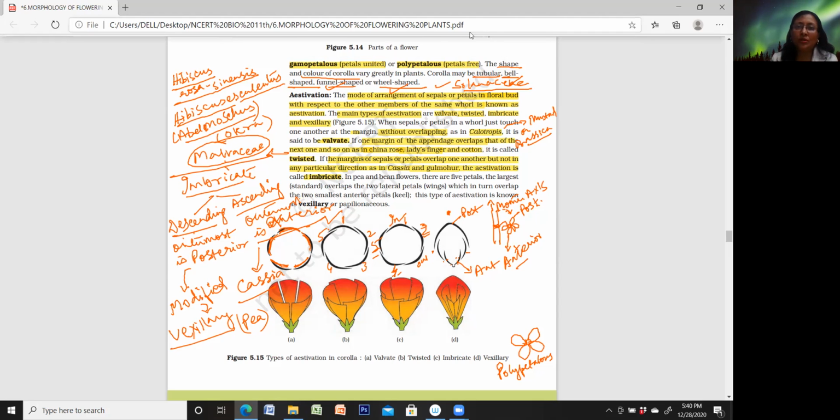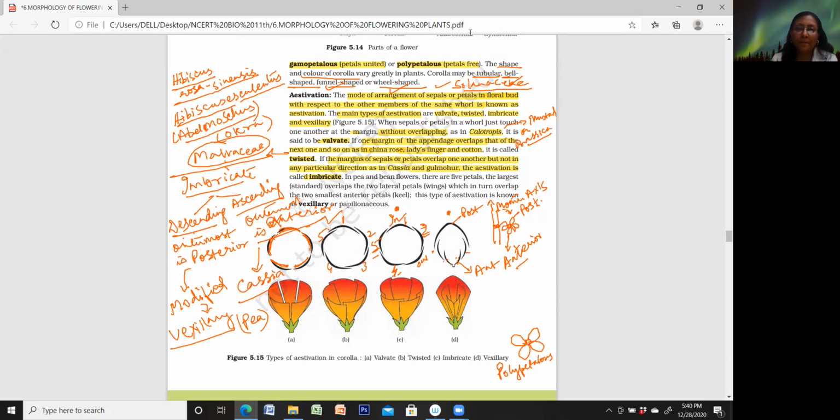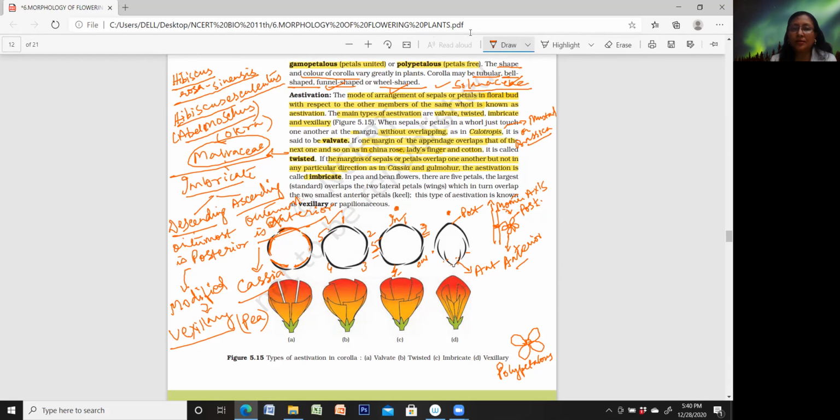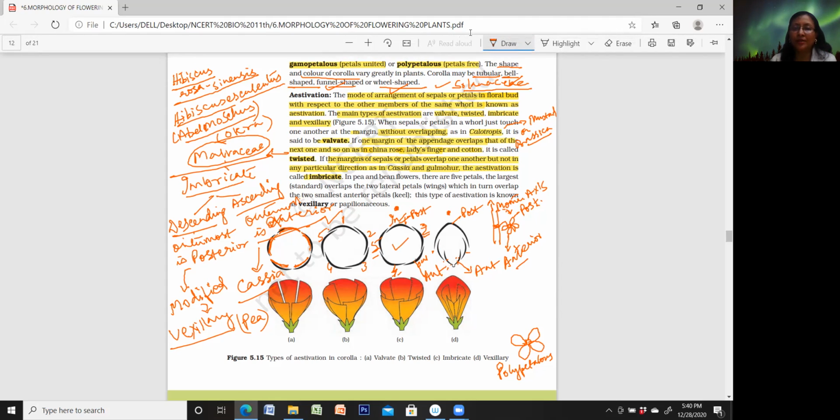Or if I go to imbricate to understand this, in that case, I have to make the dot somewhere. Say if I make it here, in that case, I find that this one is posterior and it is innermost. So which is outermost now? It is the anterior which is outermost. So automatically you will say that this diagram is ascending imbricate, because I've shown the mother axis here and the anterior petal, which is this, is outermost.